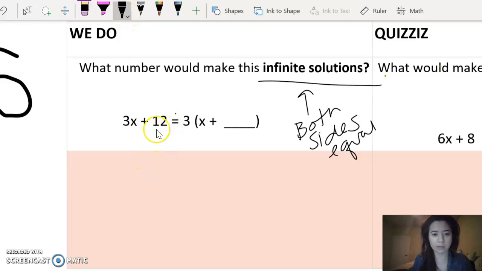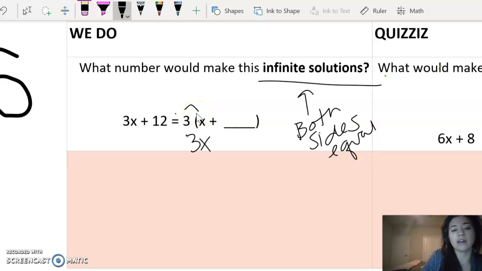But anyways, so 3x plus 12, and then we have 3 times x plus a space. I need to know what am I going to multiply 3 by to end up with the same exact thing as my left side of the equation. So if we multiply 3 by x, that's going to give me 3x. Now here, you're going to jump and want to say 12, because that's what we see on both sides. But remember, this 3 is being distributed, so this is 3 times what gives me 12. And that's where we're going to say 4.